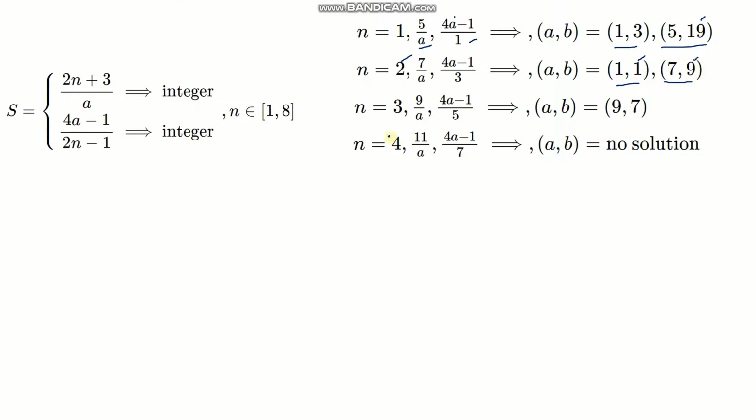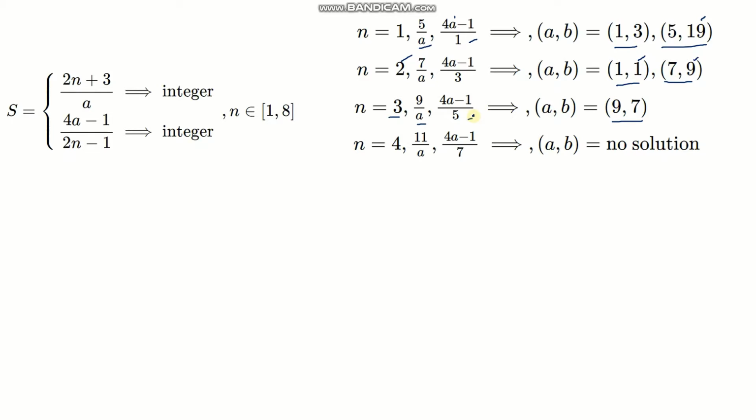When n equals 3, we have 9/a and (4a − 1)/5, which give ordered pairs (9, 7). In the first condition, 9/a, we have an integer when a equals 1 and a equals 3. But a equals 1 and a equals 3 do not satisfy the second condition, which gives a fraction. That is, 4 times 3 is 12, minus 1 is 11, and 11 over 5 is a non-integer, the same as 4 times 1 minus 1 is 3 over 5.